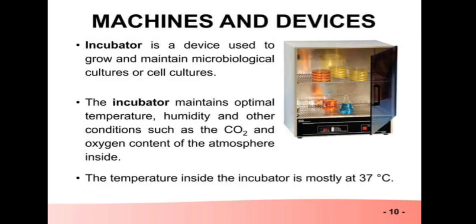Now, the different types of machines and devices present in your lab. First is the incubator, a device used to grow and maintain microbiological culture or cell culture. The incubator maintains optimum temperature, humidity and carbon dioxide percentage. The temperature that remains within it is 37 degrees centigrade.